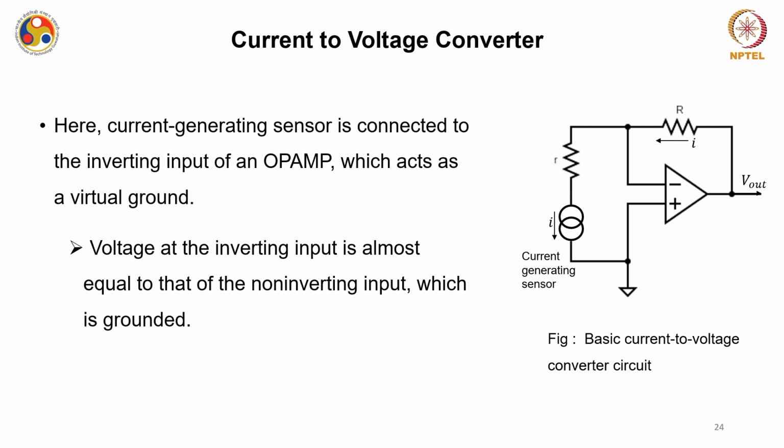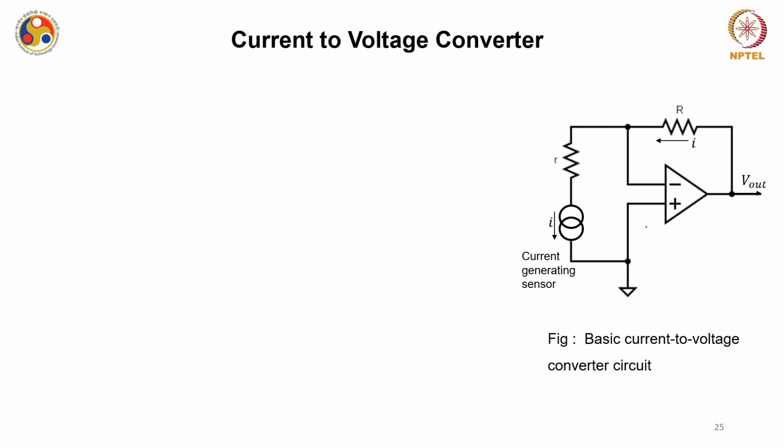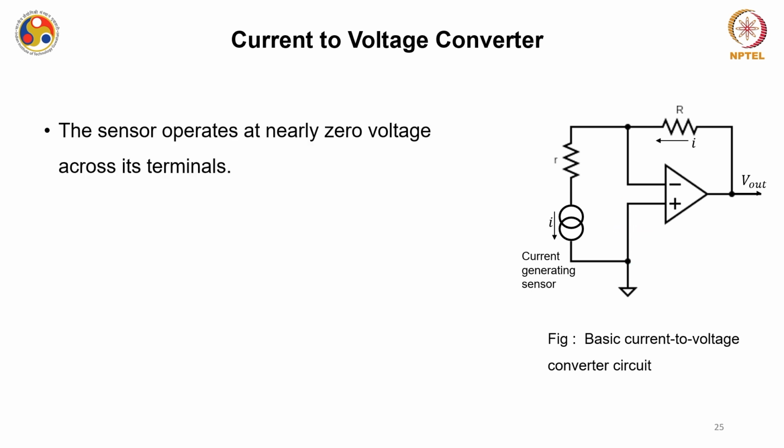Here the current generating sensor is connected to the inverting input of an op amp, which acts as a virtual ground. Okay, so this is your virtual ground. The voltage at the inverting input is almost equal to the non-inverting input, which is already at ground. Now, the sensor operates at nearly zero voltage across its terminals.